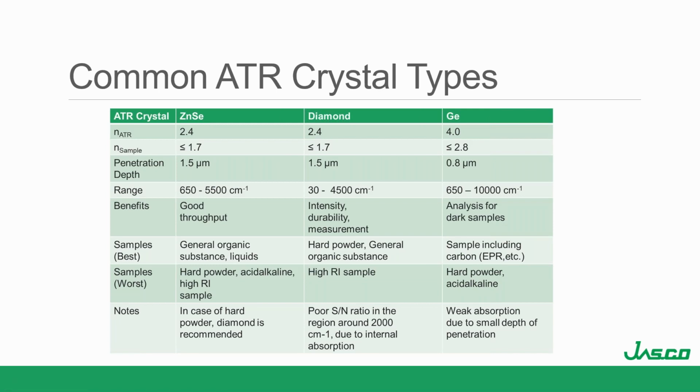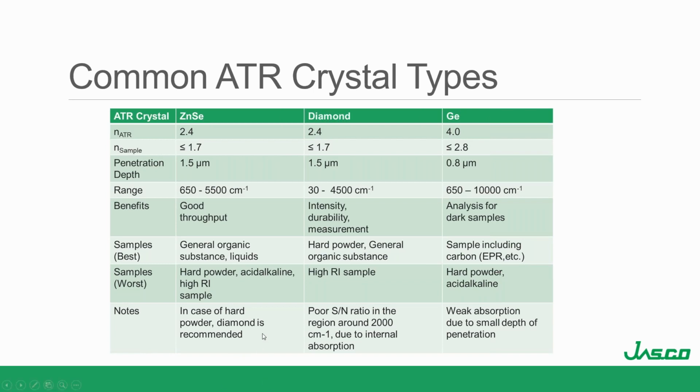That small path length is actually a benefit here because the dark samples absorb a lot of the light, and the more you go into the sample, the more light gets absorbed. So it's good for samples such as EPR, any of the carbon samples, black samples. Diamond's great for hard powders because, like I said, it's robust, so you can put a lot more pressure on it. And then zinc selenide is used for just general organic substances and liquids.